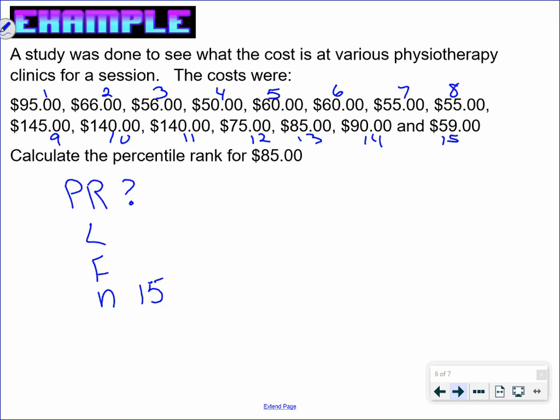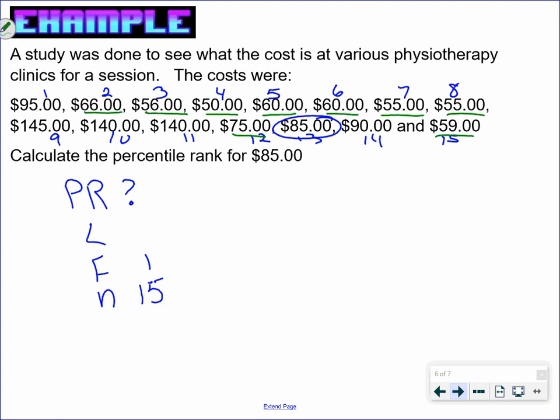F is the frequency of $85. How many places charge $85? Just that one place charges $85. So our frequency here is just 1. Now the next part, how many of these places charge less than $85? So we have 66 is less. So it's 56, 50, 60, 60, 55. Anything that is less than $85.